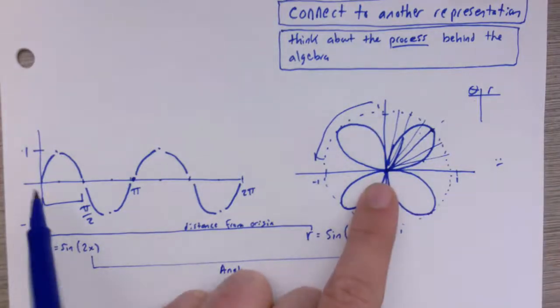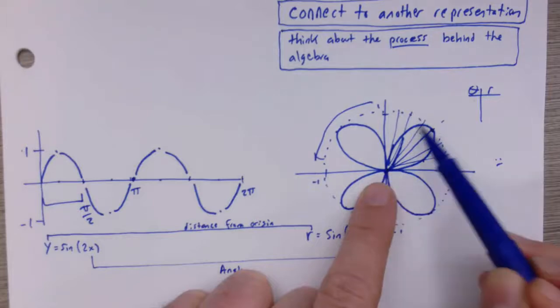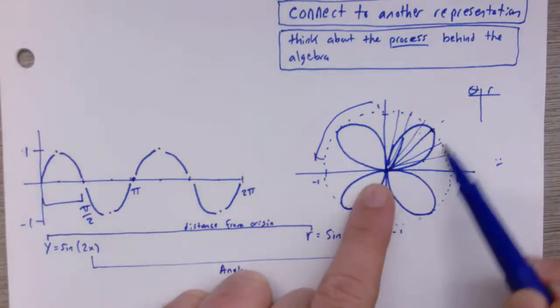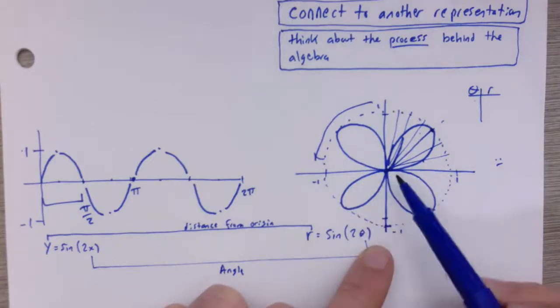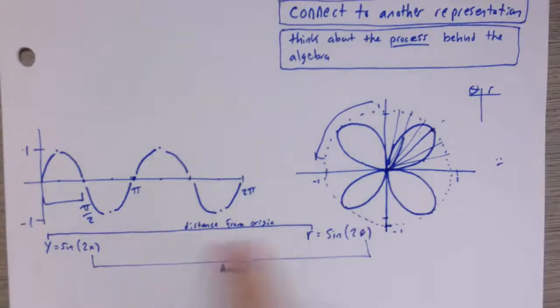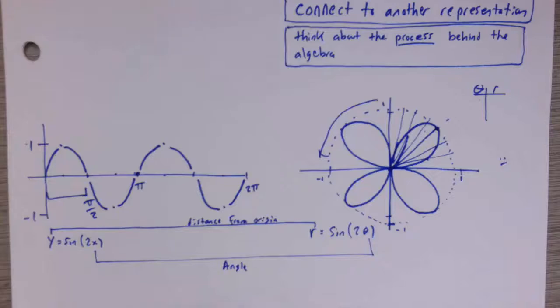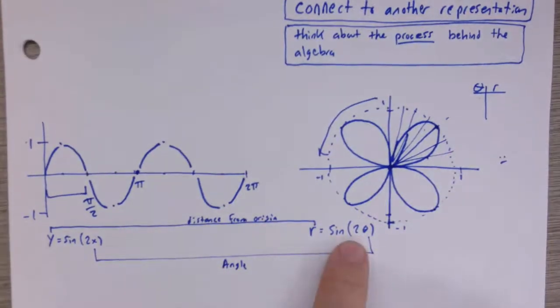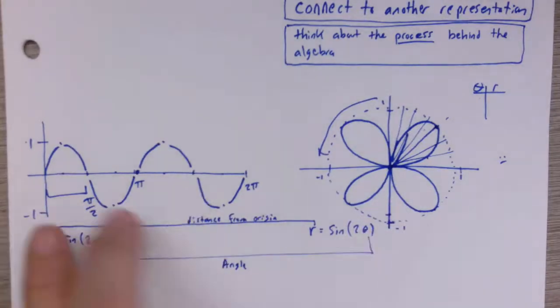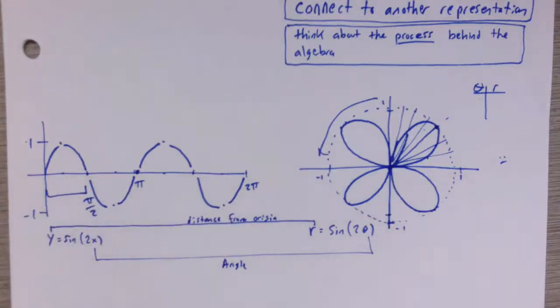So if you're increasing the angle, you don't draw this petal first and this petal second. You draw this petal first and then this petal second, and this petal third and this petal fourth. You can get all of this yourself just by thinking very carefully about the meaning of the algebra and then making connections. The more features you can identify and the more detailed you can be, the more likely you'll see a connection that's helpful.